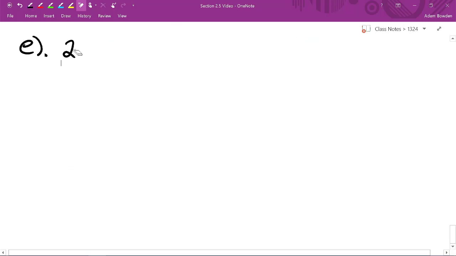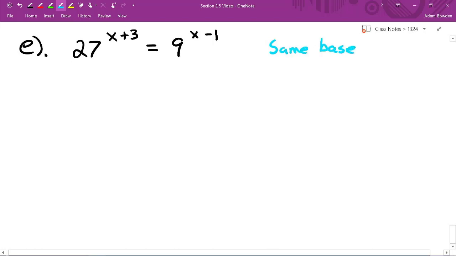Here's one that goes 27 raised to the x plus 3 is equal to 9 raised to the x minus 1. This one does not have the same base necessarily, but we're going to be able to get the same base on both sides because 27 and 9 have something in common. In this case, 3 raised to a power can be both 27 and 9. 3 raised to the third is 27, and 3 raised to the second is 9.